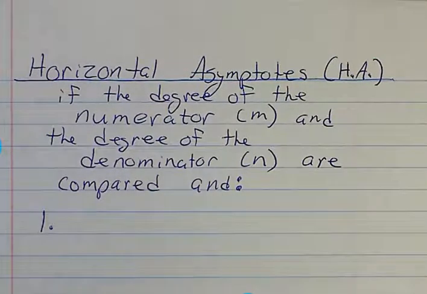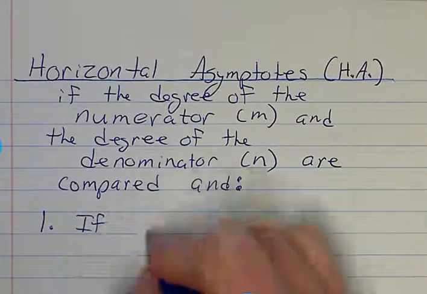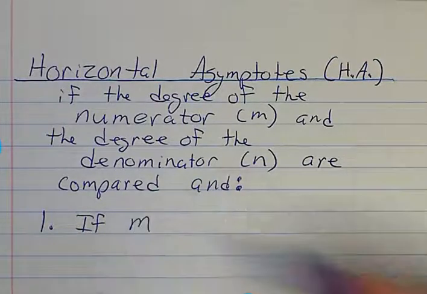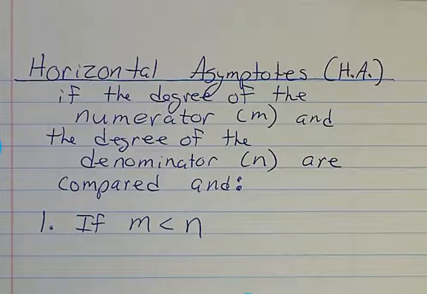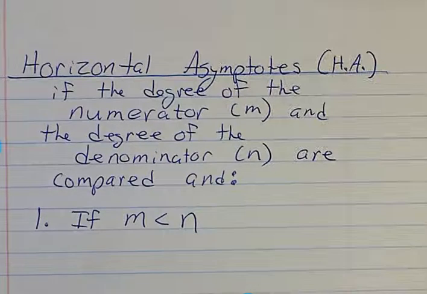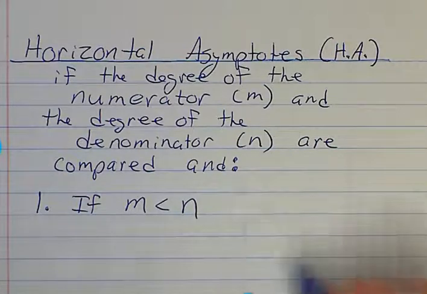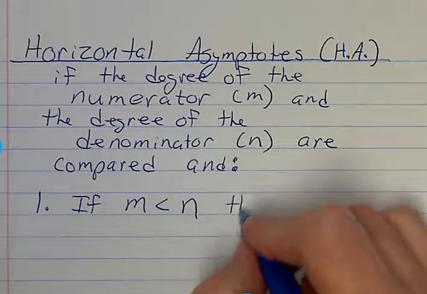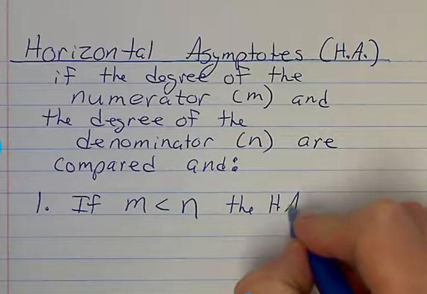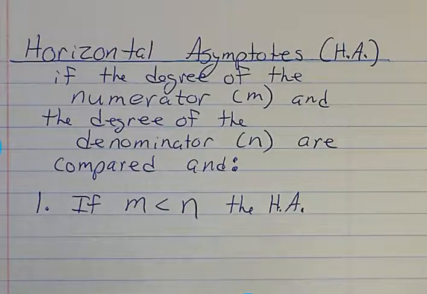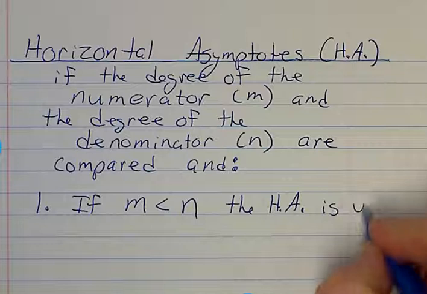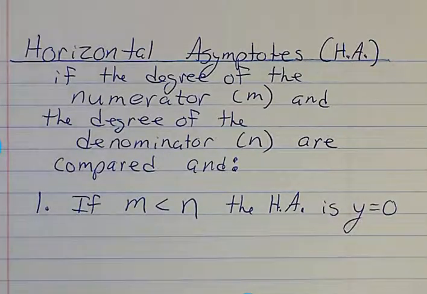Option 1: the numerator degree is less than the denominator degree. So m is less than n. If the numerator degree is less than the denominator degree, then it's going to be really simple. The horizontal asymptote is going to be at y equals 0. It's the same thing it was back in the earlier problems in section 2, where this line would be right on top of the x-axis.